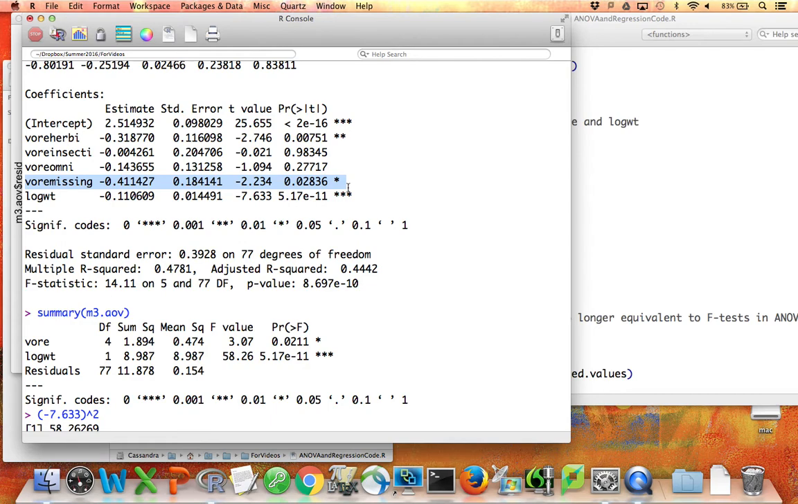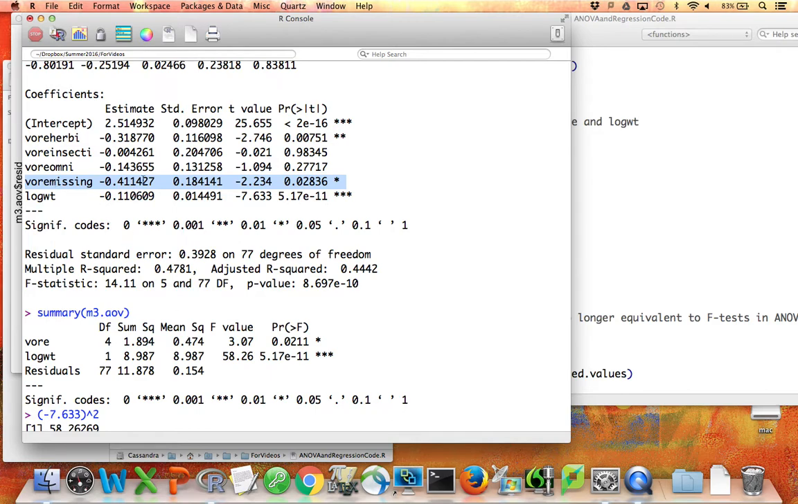In other words, if we left out the indicator for VOR being missing, but kept the indicator for VOR being herbivore, or for the animal being an insectivore, or for the animal being an omnivore, if we kept these predictors in here and just omitted this one, would our data be surprising?